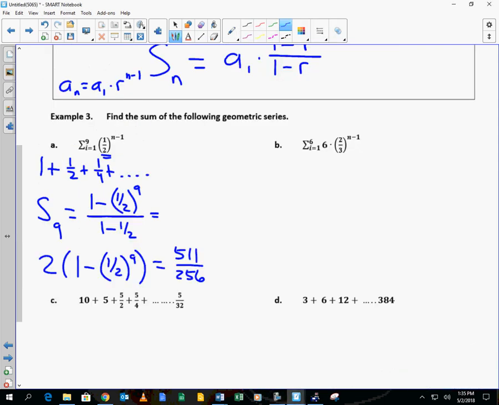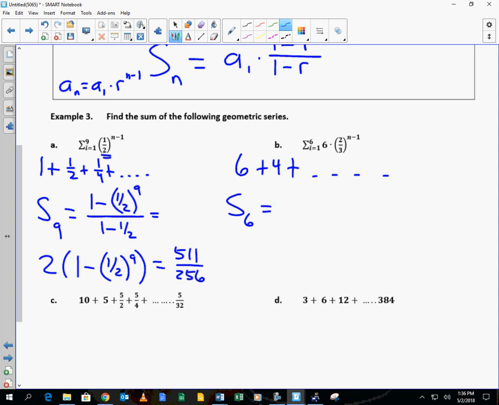For letter B, we plug in 1, and what do you get? 6. Very good. And then if you plug in 2, you get 6 times 2/3, which is 4. And so on and so forth, right? Okay. So we're going to do the sum of the first how many terms? 6 terms.